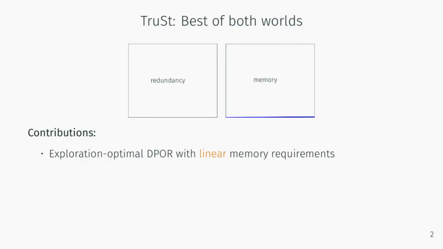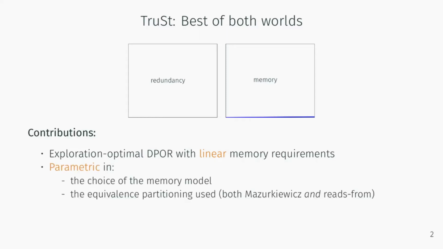Concretely, Trust is the first exploration optimal DPOR that has linear memory requirements. In addition, Trust is parametric both in the choice of the memory model and in the equivalence partitioning used by the DPOR. Trust is also embarrassingly parallelizable, meaning that separate explorations share absolutely no state and then they can be explored completely in parallel. And it is also verified in Coq.